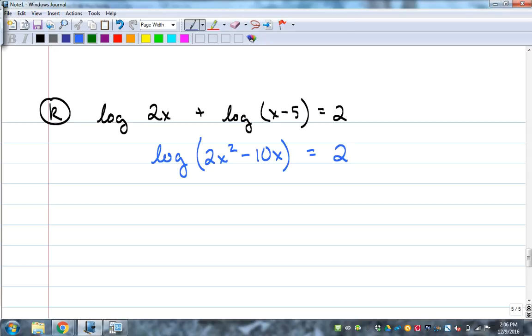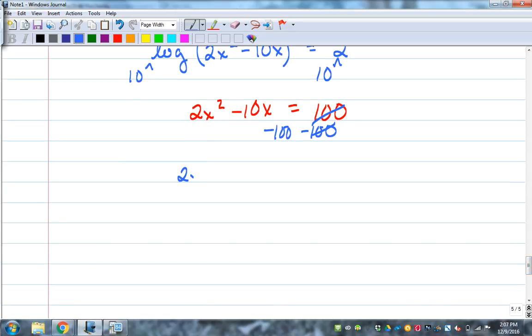10 is the base. So left-hand side, we got 2x squared minus 10x is equal to what? 10 to the second power would be 100. All right, that's a quadratic equation. So to solve it, what's it got to be equal to? 0. 2x squared minus 10x minus 100 is equal to 0.